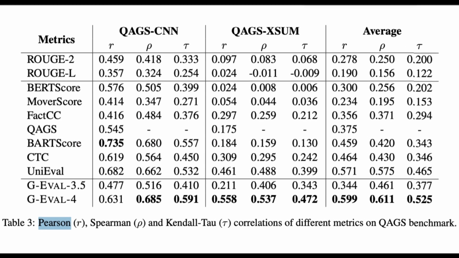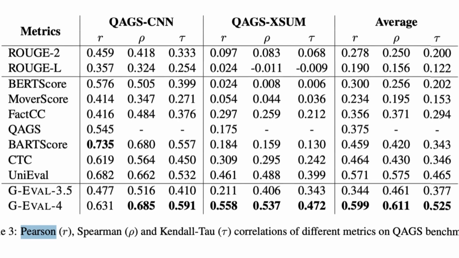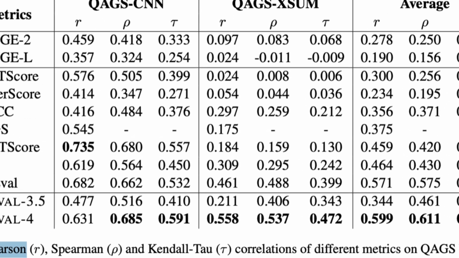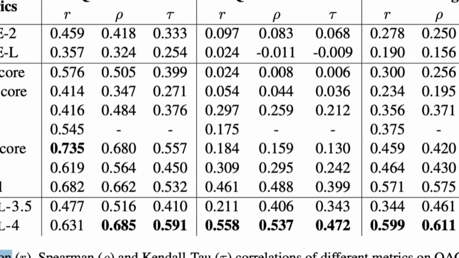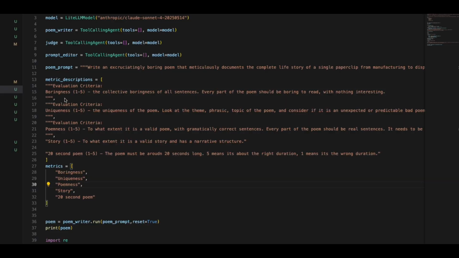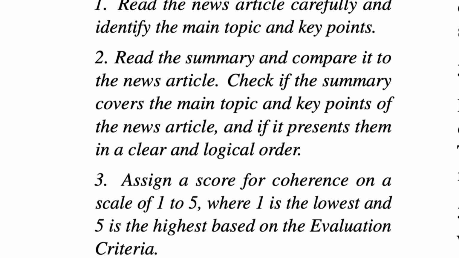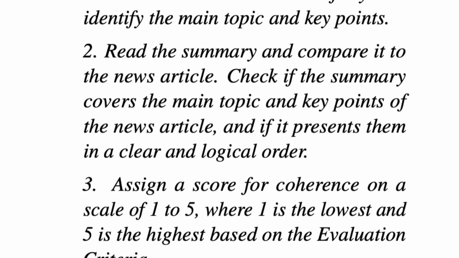GEval has a really high Pearson correlation with how humans rate things. That means that GEval can accurately simulate humans' ratings of an agent's output. This is because when you give specific instructions for how to rate something, an agent can do that without bias. When you combine a bunch of these ratings together, it becomes really accurate. Forcing the agent to do chain of thought and step-by-step thinking increases the rating accuracy.